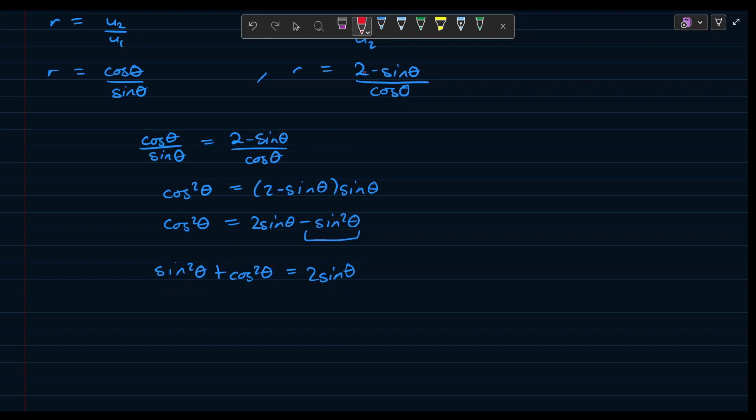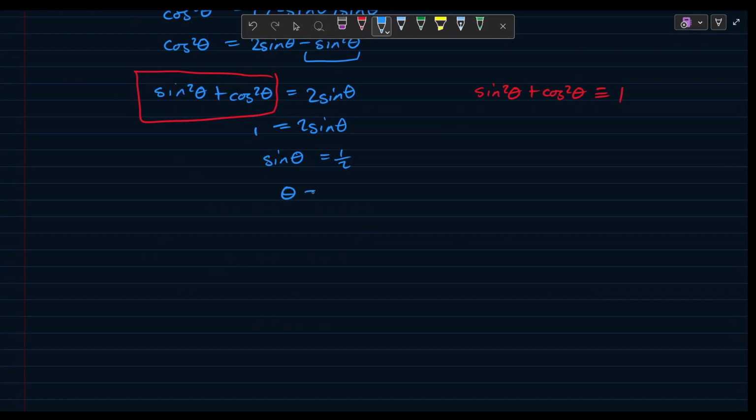And here we can use an identity to simplify our left hand side. Sine squared theta plus cos squared theta is identical to 1. And so what this means is that 1 is equal to 2 sine theta, and so sine theta is equal to 1 over 2. Therefore, theta is arcsine of 1 over 2. And let's evaluate this. We are in radians. Arcsine of 1 over 2 gives us 1 over 6 pi. And this would be our value for theta.